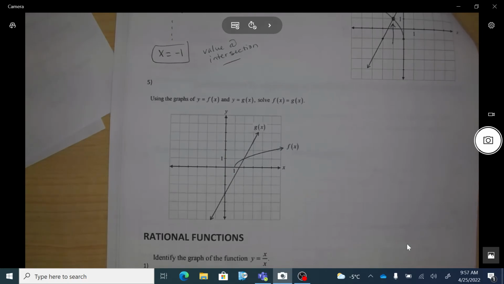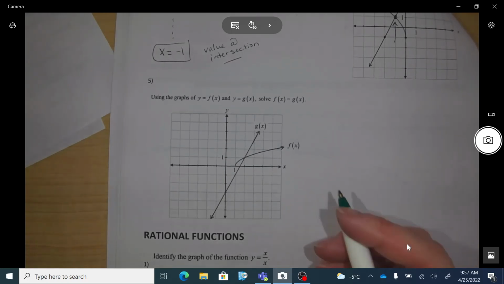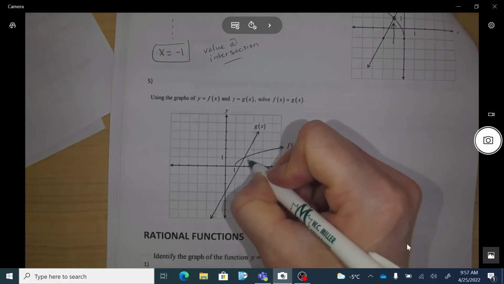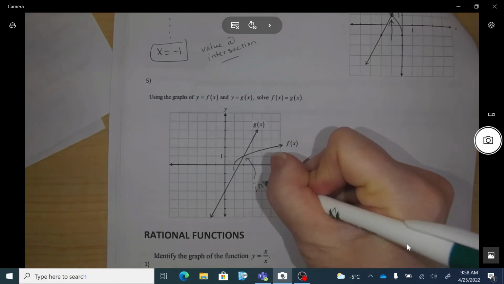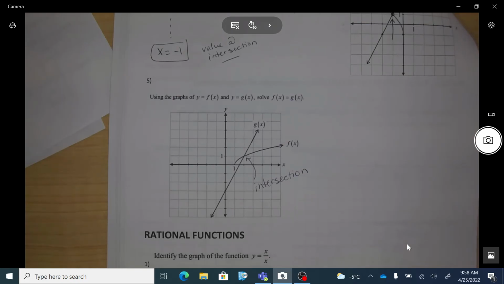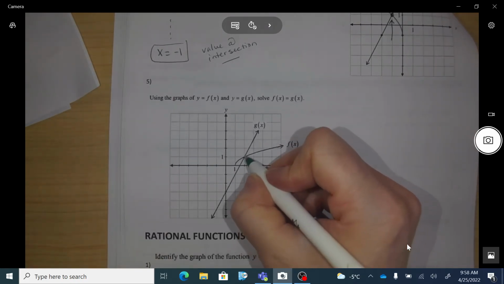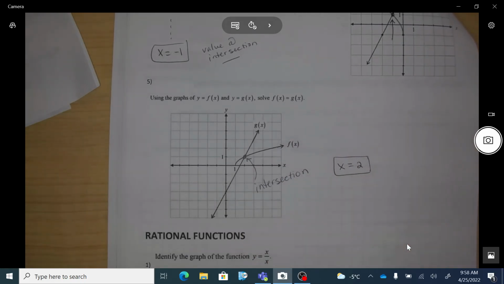Using this graph, solve for where f of x equals g of x. So again, there's our intersection. So where they equal each other. Okay, and again, you're just stating that x equals 2 is the solution, because that is where they're equaling each other, not the coordinate of the point.